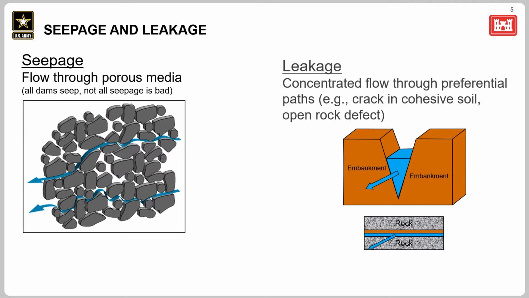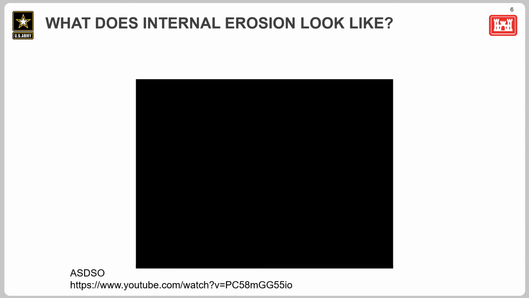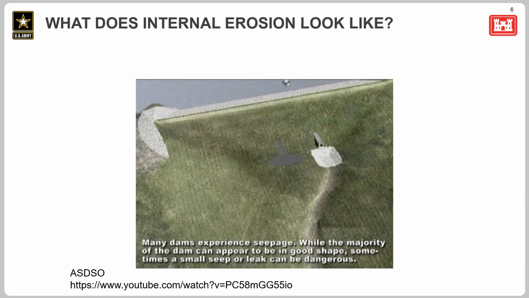Leakage, slightly different. It's concentrated flow through some path of least resistance, whether that's a crack in the soil, or a fracture joint, or a void in rock. Weepage, maybe that's what you do when someone uses the term seepage and piping, and that makes you feel like you're not so sure what they're talking about, because you've taken this course and you'll know how seepage and leakage relate to internal erosion.